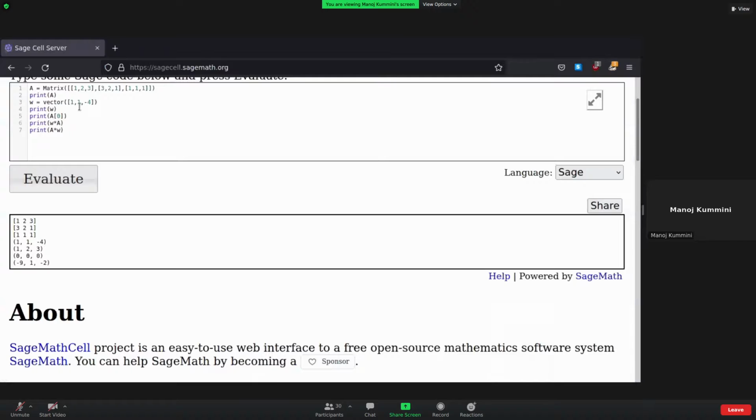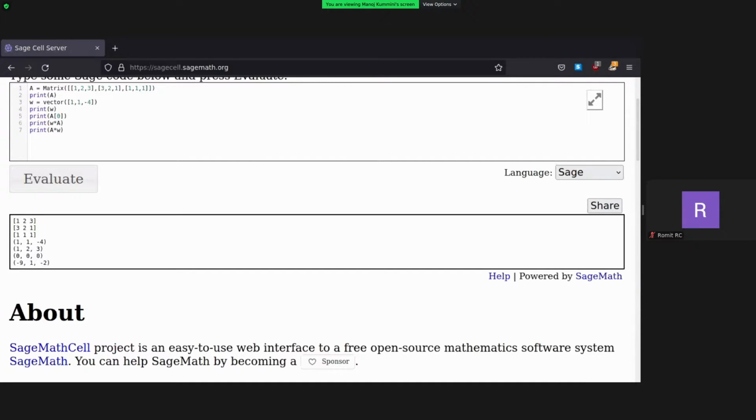Has somebody figured it out? I mean, how did it interpret A times W to get this answer? So I think it transposed W. So 1 plus 2 times 1 plus 3 times -4 for the first, 1 plus 2 minus 12. So as in multiplying the first row by the vector, as if you transposed W. Yeah, correct. So you transposed A and then multiplied by W. Okay, I wrote it, but I forgot to check what it was interpreting.